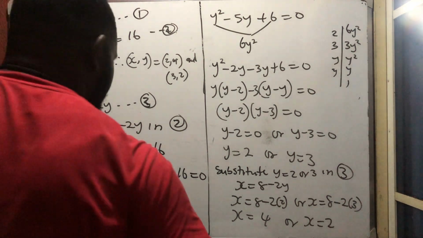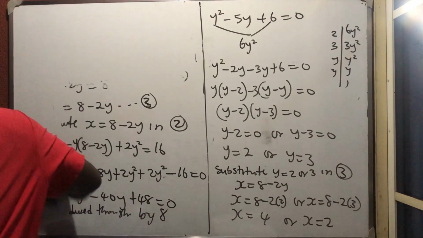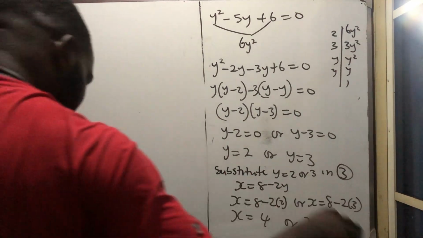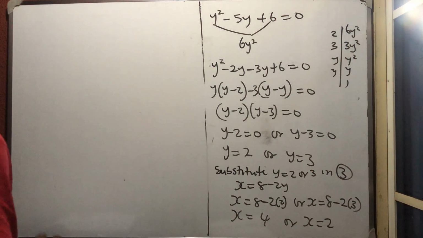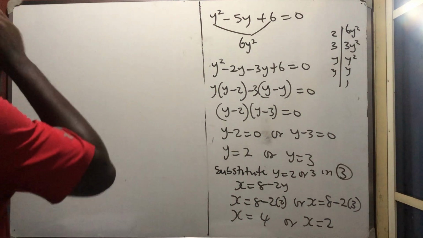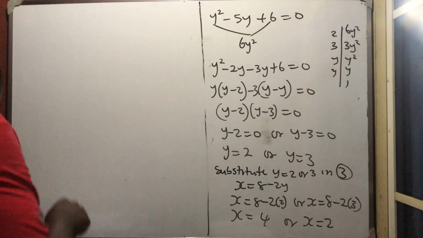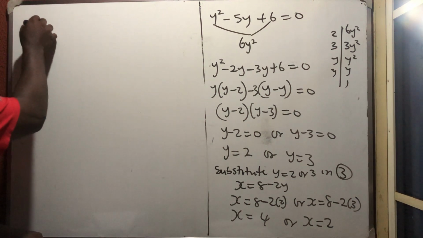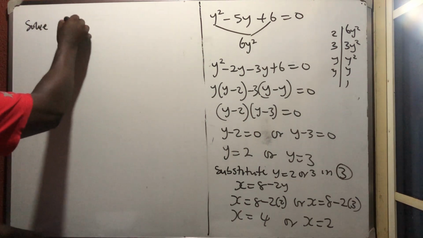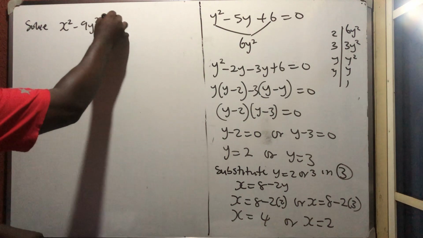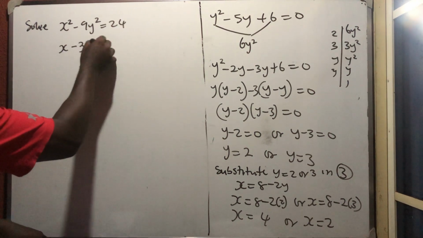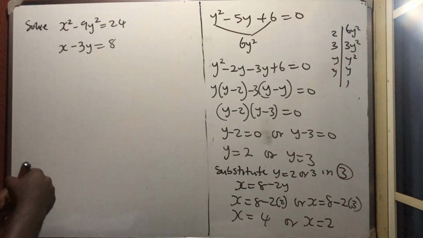Okay, assignment for this, so that you drop the answer in the comment section. Assignment on this: solve x squared minus 9y squared is equal to 24, and x minus 3y is equal to 8. So drop the answer in the comment section.